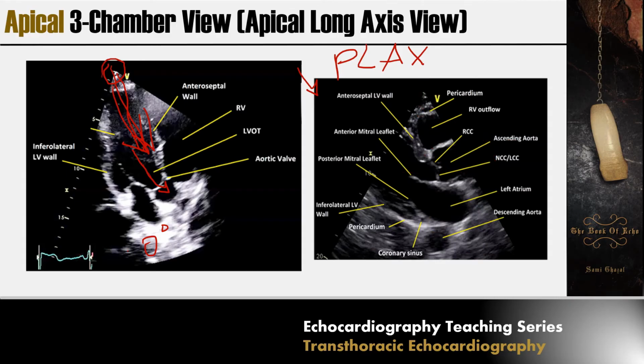Otherwise, you will have exactly the same structures, where the RV is here, and since you see the aortic valve here, this is the anteroseptum, and this is the inferolateral wall. Also, this is the mitral valve, and the leaflet closer to the aortic valve is the anterior mitral leaflet, and the one away from the valve is the posterior mitral leaflet.